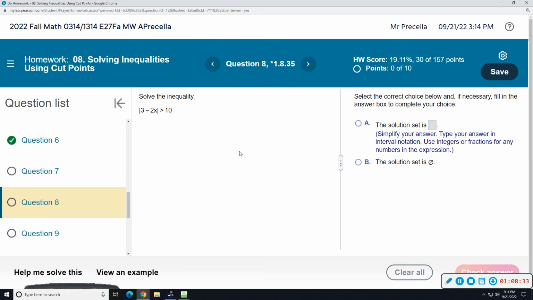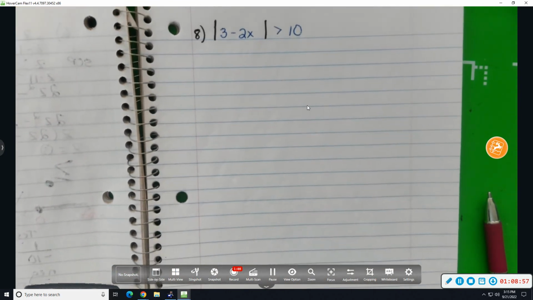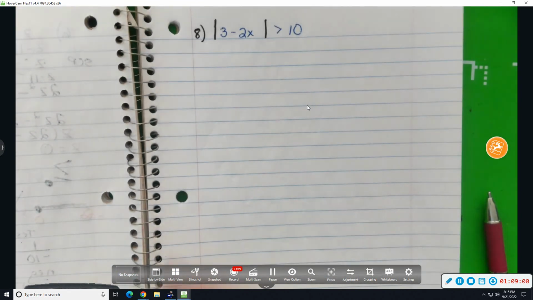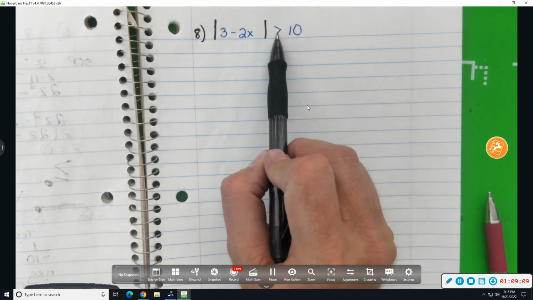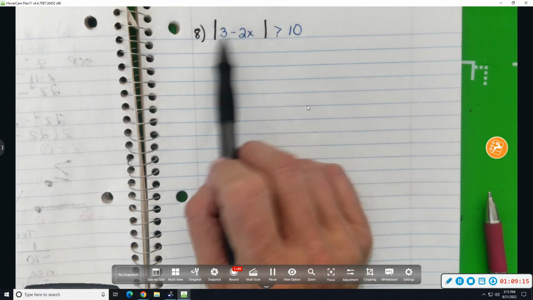Absolute value of 3 minus 2x is greater than 10. So this is an inequality. It has a less than, well, it has a greater than. If it has a less than or greater than, that's when you use this sequence of steps. We start off by solving the equation. Notice the absolute value bars are already isolated. The next one we do, they won't be. We'll have to do a little something with that.